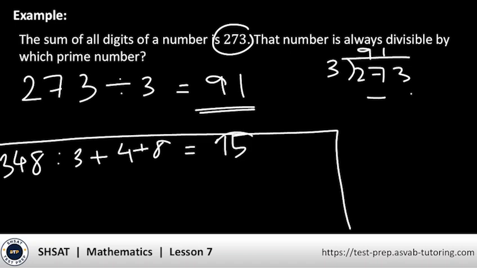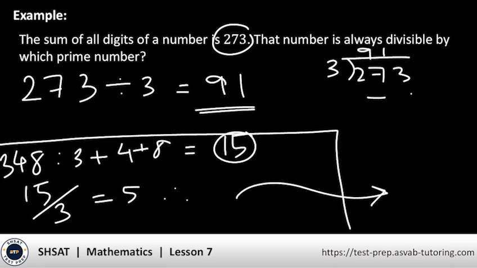So once again, the sum of 3, 4, and 8 gives us a number which is divisible by 3, right? So since the sum of 348 is divisible by 3, we can also say 15 divided by 3 is 5. So that means 15 is also divisible by 3. So the answer to this is, the number is always divisible by which prime number? It's always divisible by 3.